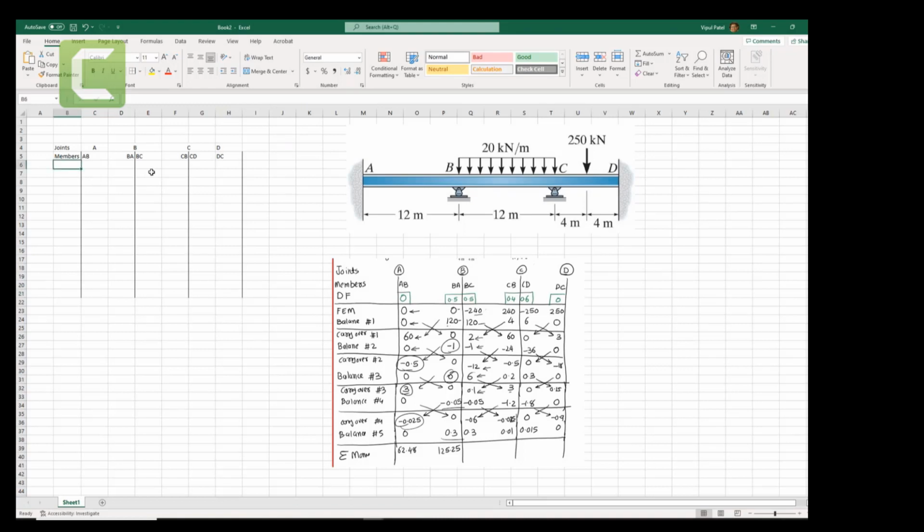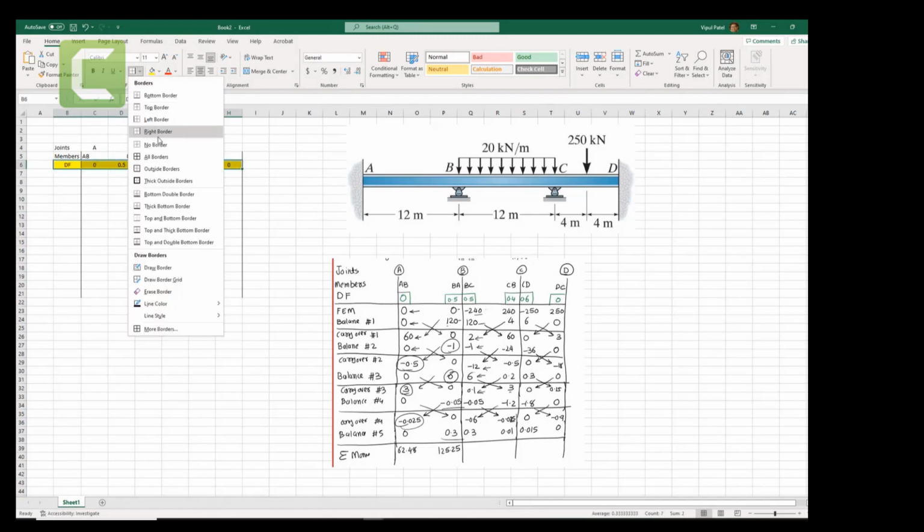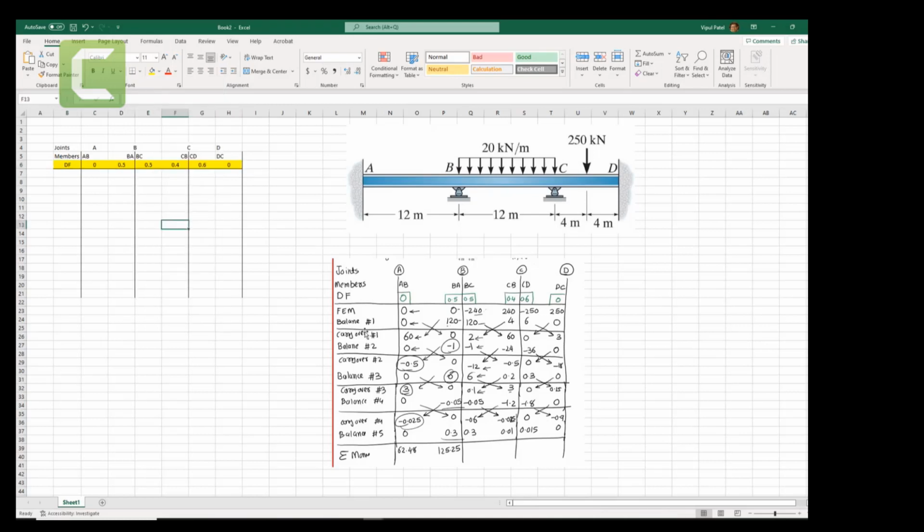Then we can put distribution factors, and distribution factors was 0, then 0.5, you have 0.5, you have 0.4, 0.6, and you have 0. And we like to put this one in the center, and let's put it yellow so we can use them again and again. And after distribution factors, we like to draw the line. That's when we done it, right?